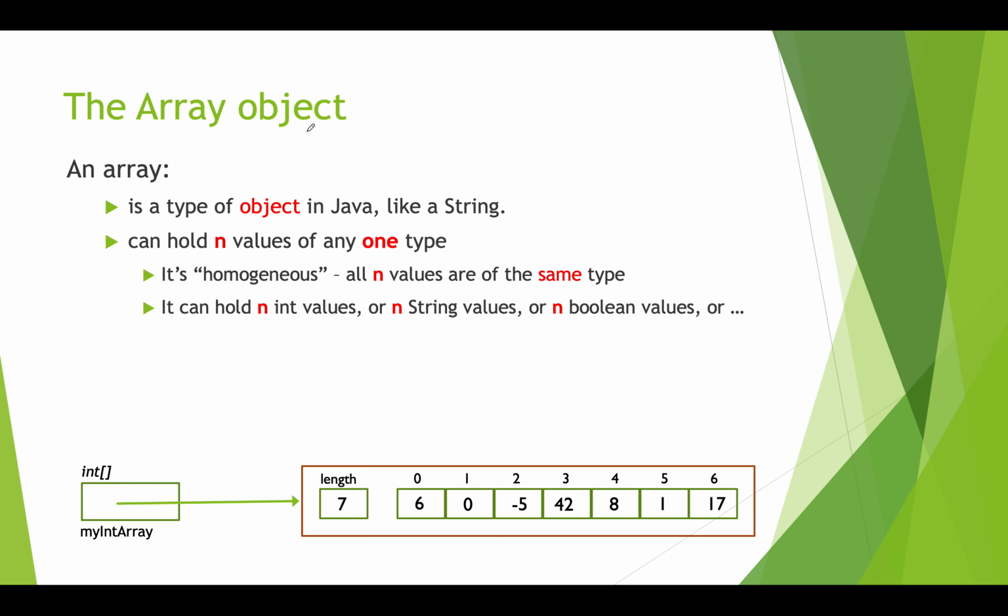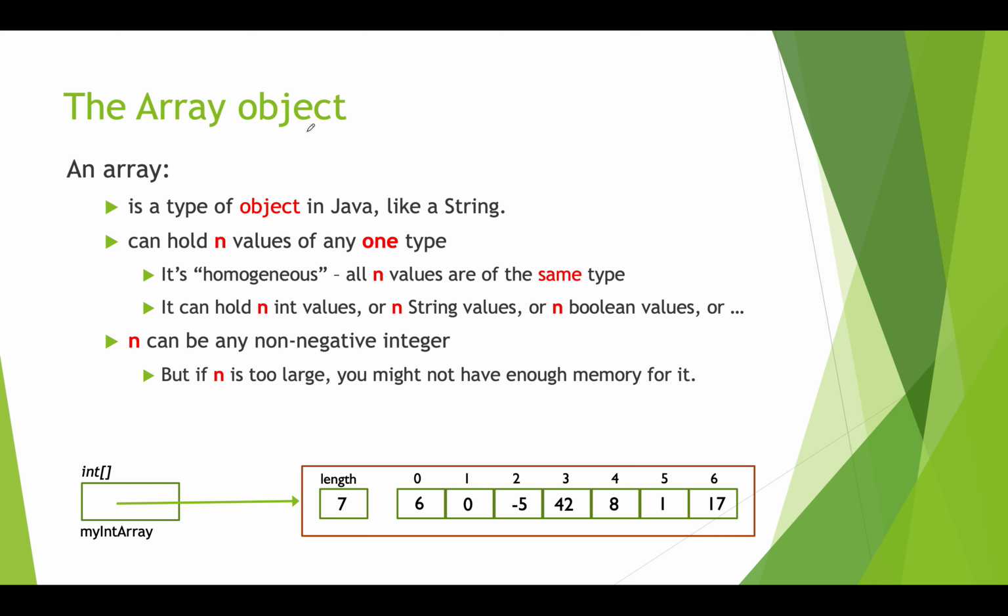The thing to know about an array is that once you create it and say how many values it's going to store, you can't change that ever. It's always going to be able to store that many values, no more and no less. So the number of values that can be stored is pretty much anything that's non-negative, of course. You do have to be careful that if you create an array that is way too large, you may not have enough memory in your computer for it.